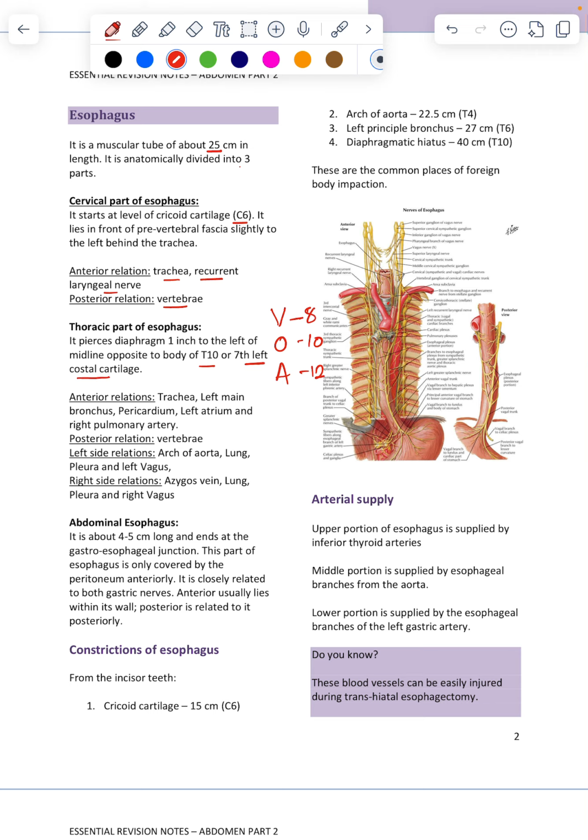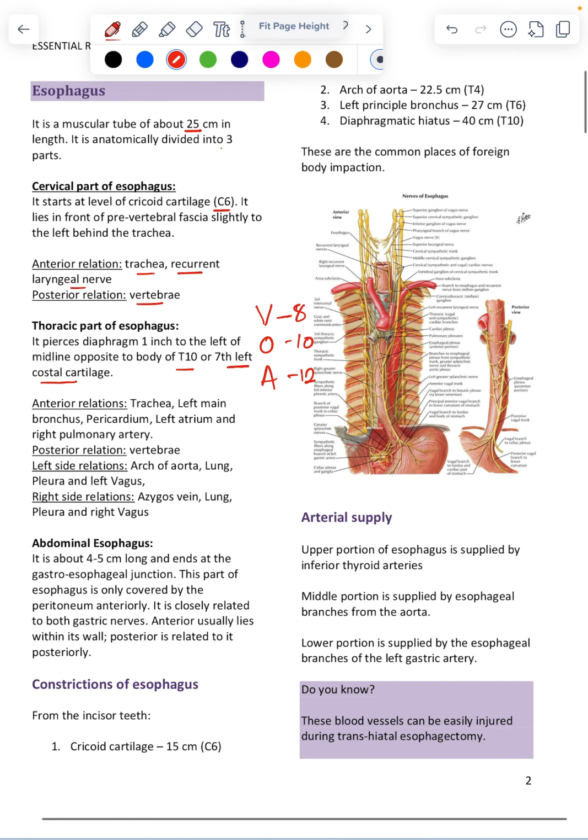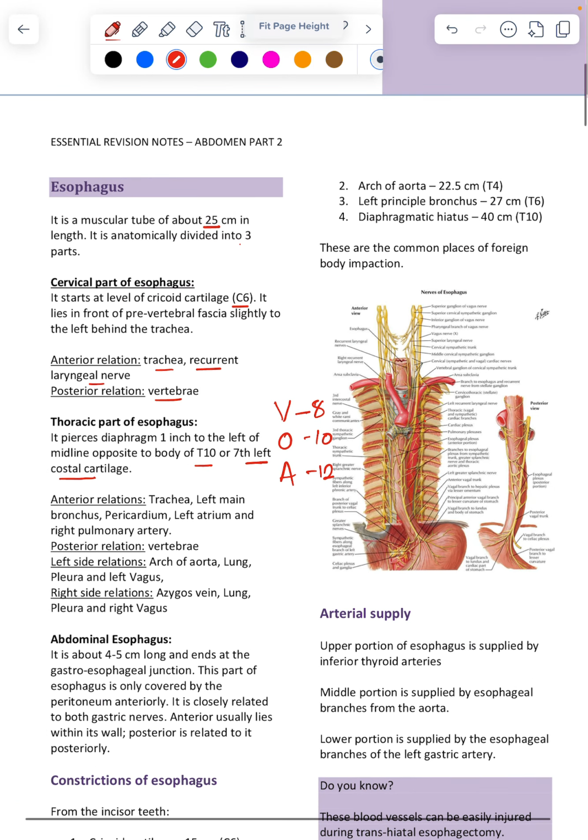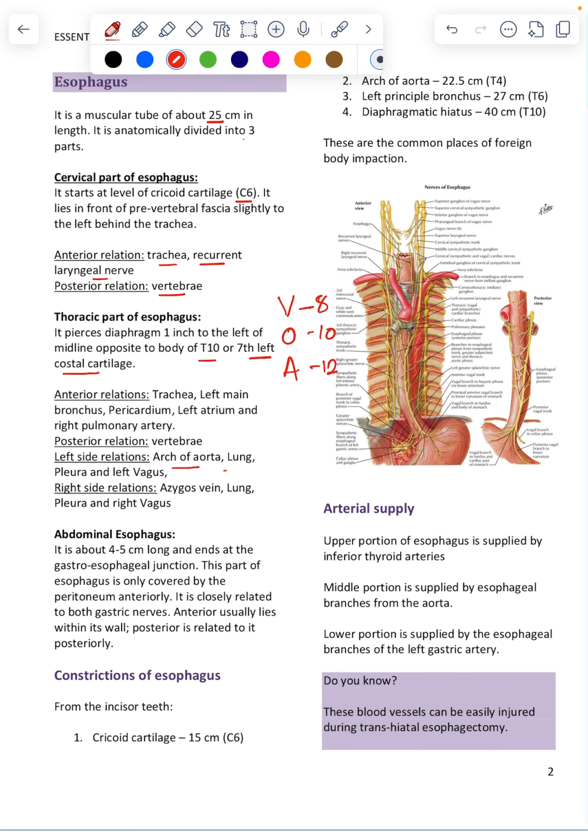Anteriorly, if you try to see, the anterior relation is again trachea, left main bronchus, pericardium, left atrium. Here is the thorax and all the things which are coming. Posterior is vertebra, and on the left side arch of aorta. And lung, pleura, and left vagus. On the right side there is azygos vein, lung, pleura.